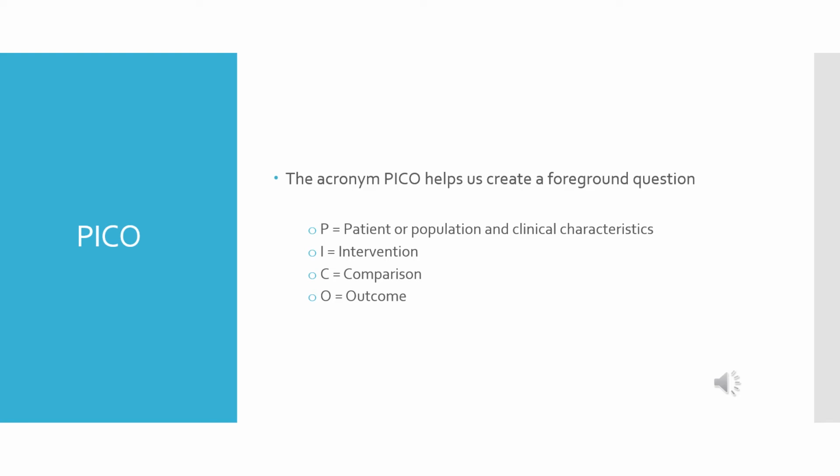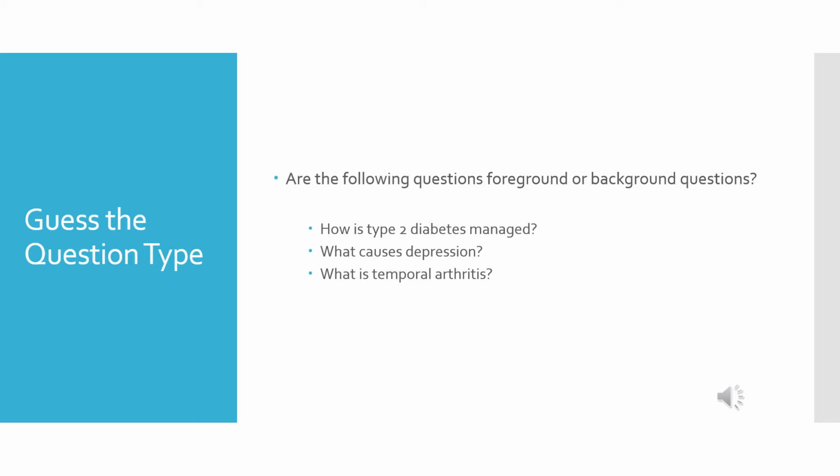So that is PICO. So now that we've learned about a background and a foreground question, we're going to see if you guys can differentiate between each of those questions. So if you want to just pause me or just go ahead and read the questions. So how is type 2 diabetes managed? What causes depression? What is temporal arthritis? Well, those all sound pretty broad. They don't really include an intervention or an outcome. They just kind of keep it short and sweet. So if you guessed background question, then you were right. These are examples of some background questions.